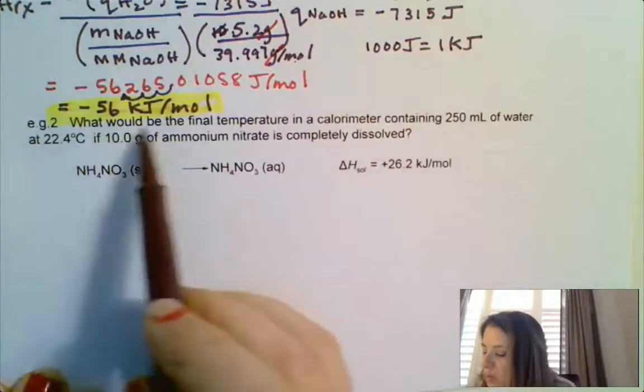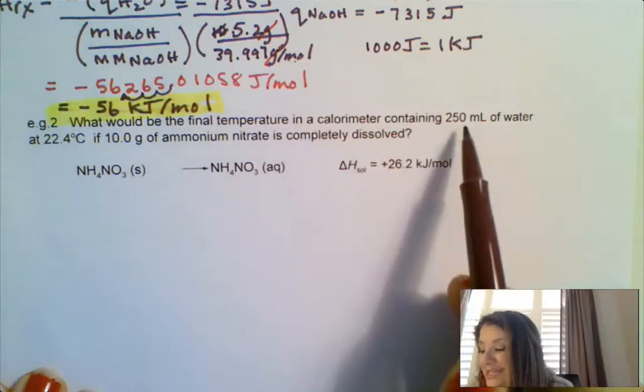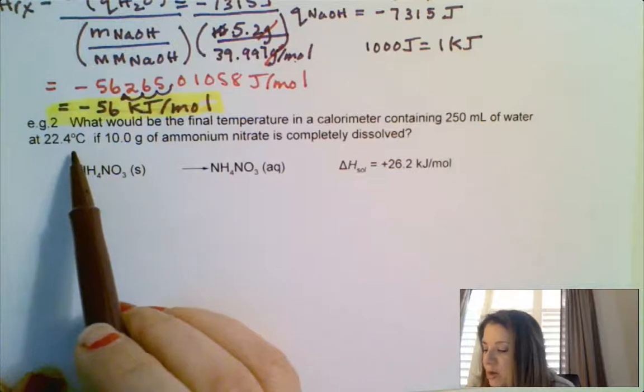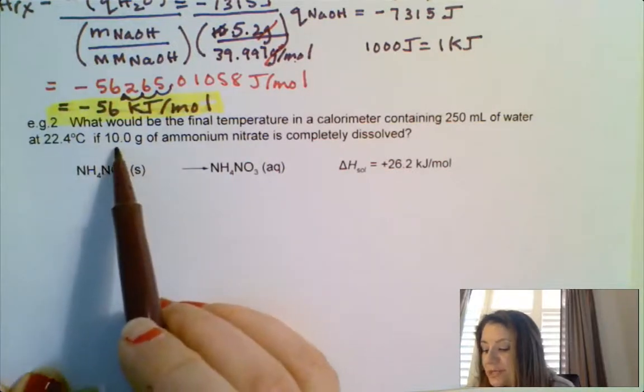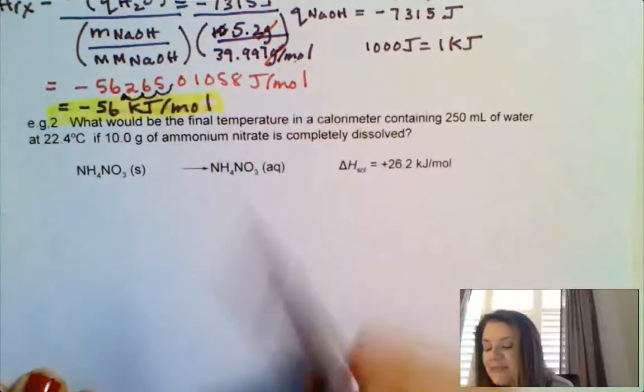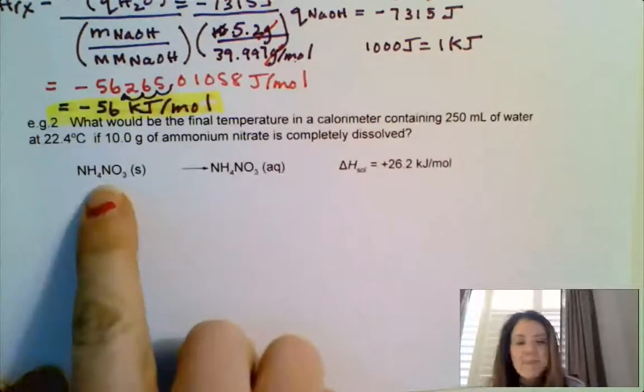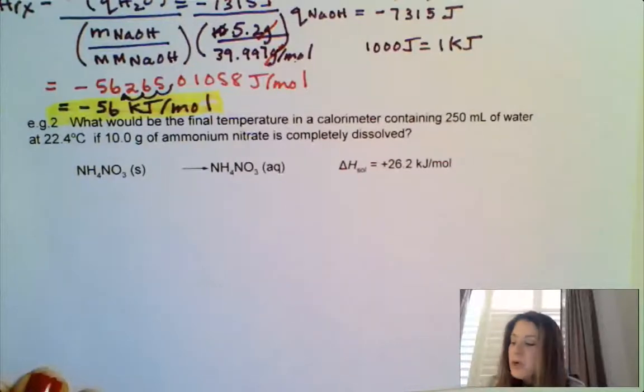They want to know what would be the final temperature in a calorimeter containing 250 milliliters of water at 22.4 degrees Celsius if you put 10 grams of ammonium nitrate in that water and it's dissolving. Salts will cause solutions to get hotter or colder, right? So some salts don't really have any effect, but other salts, like if you see in a chemical cold pack, they will make that solution become very cold. And this is the main salt found in chemical cold packs. So we want to know, what effect will this have?